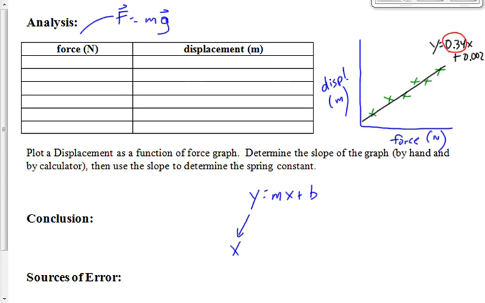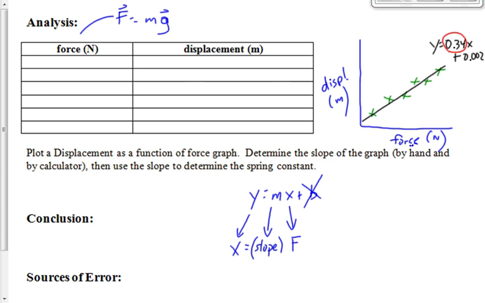I'm going to replace the letter m, that's the slope, with the word slope. Why do I not want to leave it as m? Because I don't want to get it mixed up with mass. Okay, we don't want to confuse the slope with the mass. The x-axis is force, right? And b, the y-intercept, there shouldn't be a y-intercept here, or at least if there is, it should be very, very, very small. So it's essentially 0.